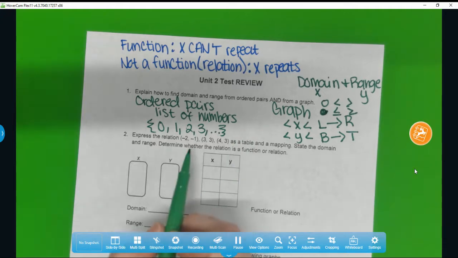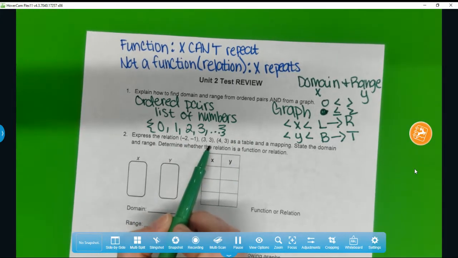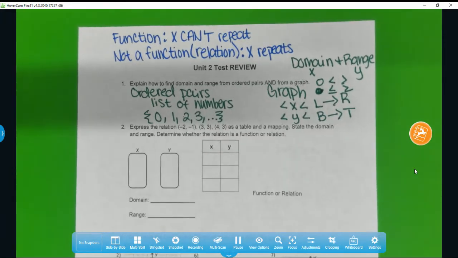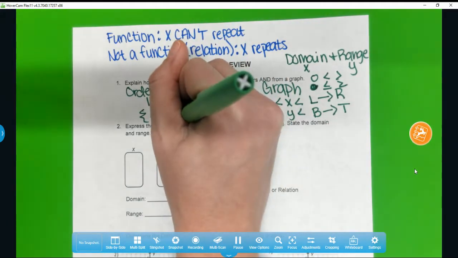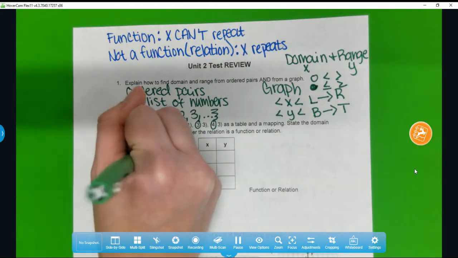Okay, express the relation, which is just a set of points, (-2, -1), (3, 3), (4, 3), as a table and a mapping. State the domain and range. Determine whether the relation is a function or a relation. Okay, so we're just going to list out our x's. So I have -2, 3, and 4.